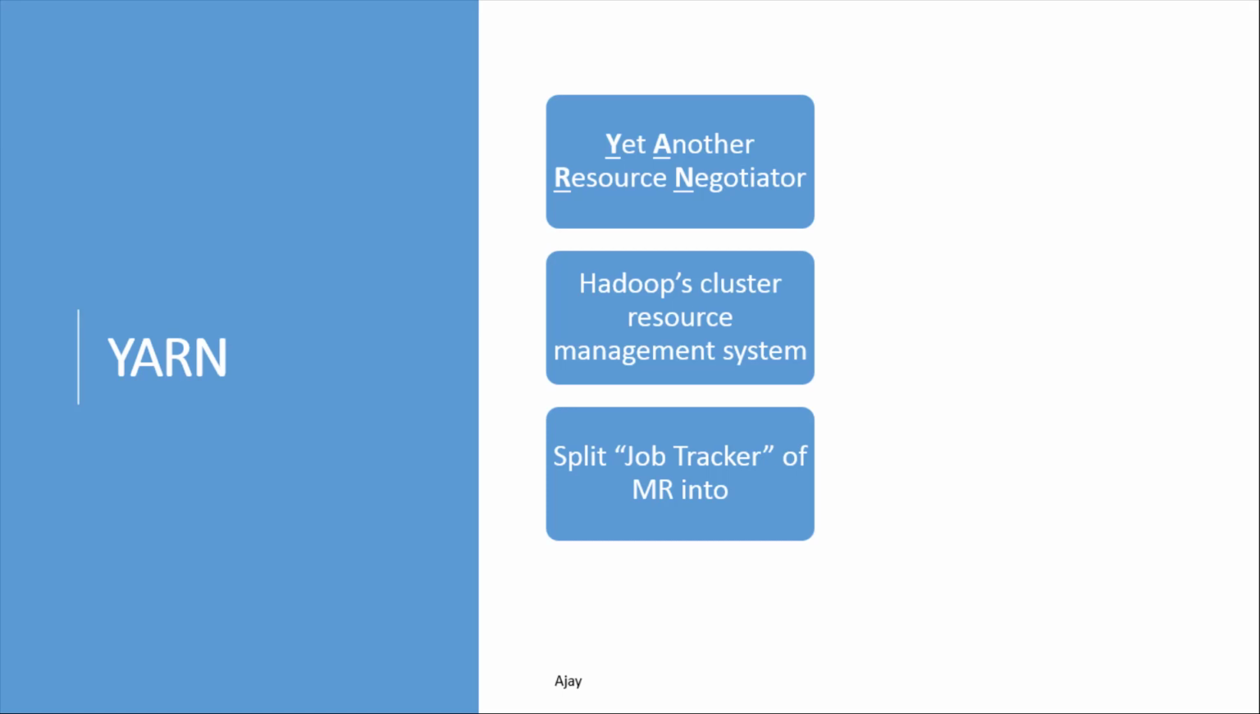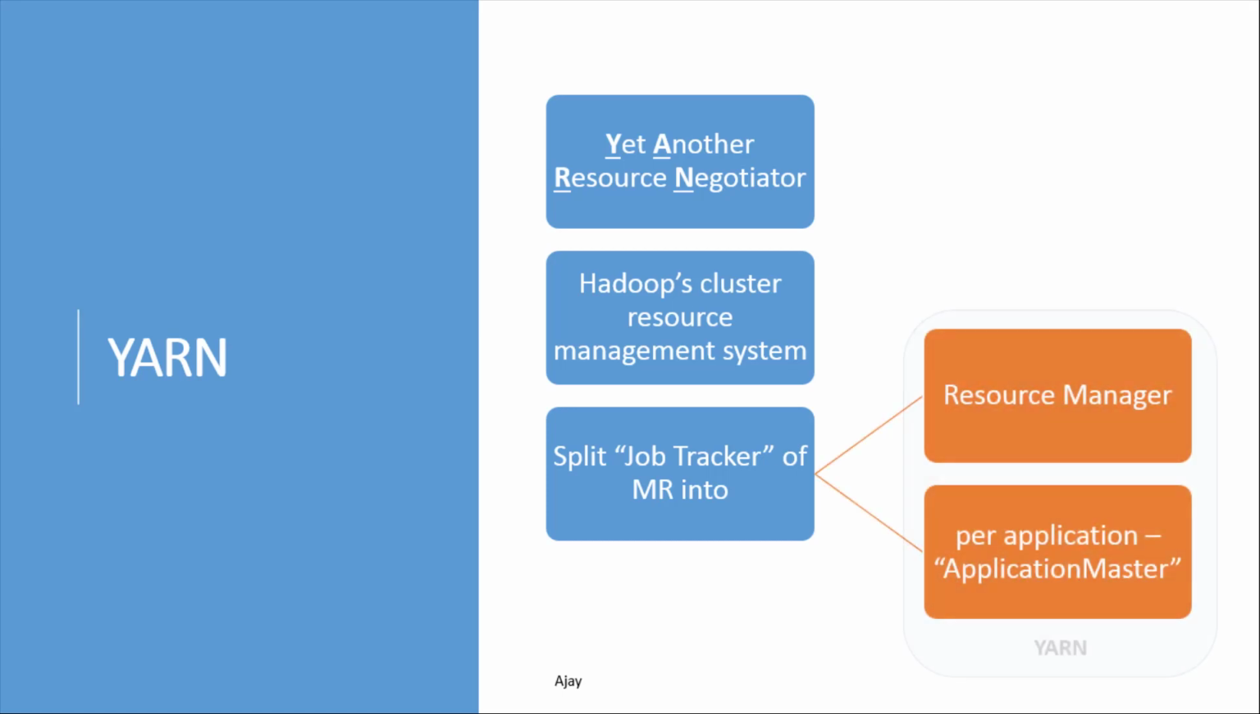So we saw that the resource management responsibility was taken by YARN from MapReduce. Specifically, this resource management was handled by the job tracker in MapReduce. Now after YARN has taken over, it has split this operation into two parts, resource manager and per application master. We will next see what these two components of YARN are and how they help to resolve the scalability issue.